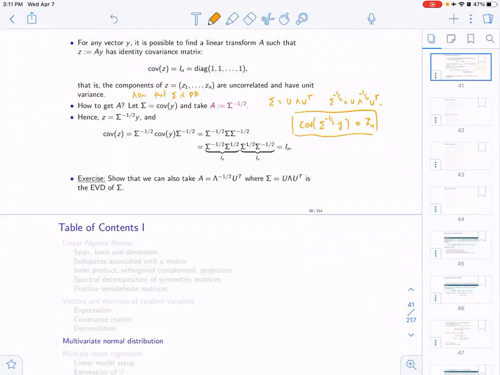So if you have a random vector that has a general covariance matrix, there is a linear transformation of it that makes the coordinates uncorrelated and the variances all equal to 1. This is like the matrix-vector version of standardization.